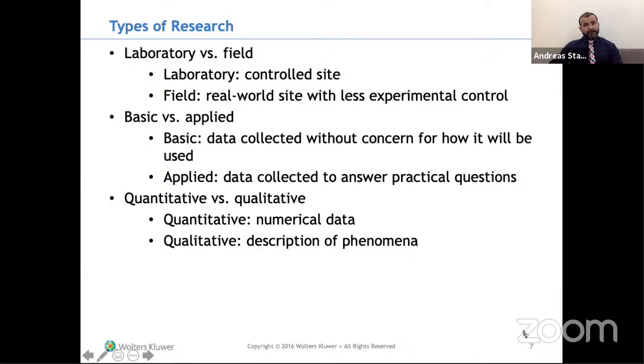So if your research question will be answered better in a lab, go for it. If it's applied, it's applied. If it needs questionnaires and more quantitative data or whatever you're doing, okay.